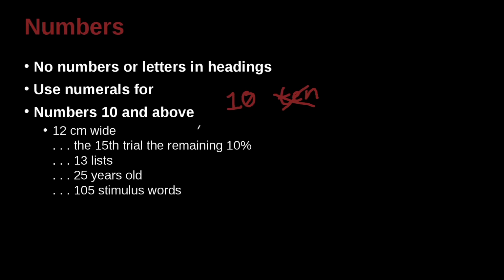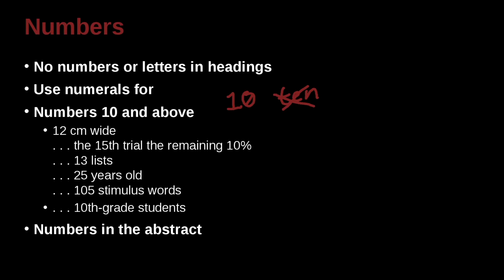And here are some examples. 12 centimeters, the 15th trial, 13 lists, 25 years old, 105 stimulus words. All of these are above 10, so you should write the numeral. 10 or above, 10th grade, so that's 10 exactly, write the numeral.